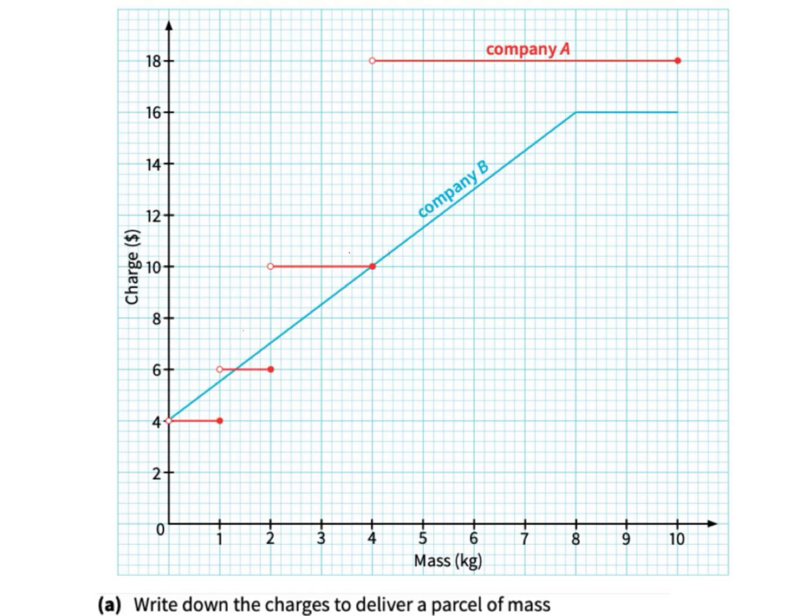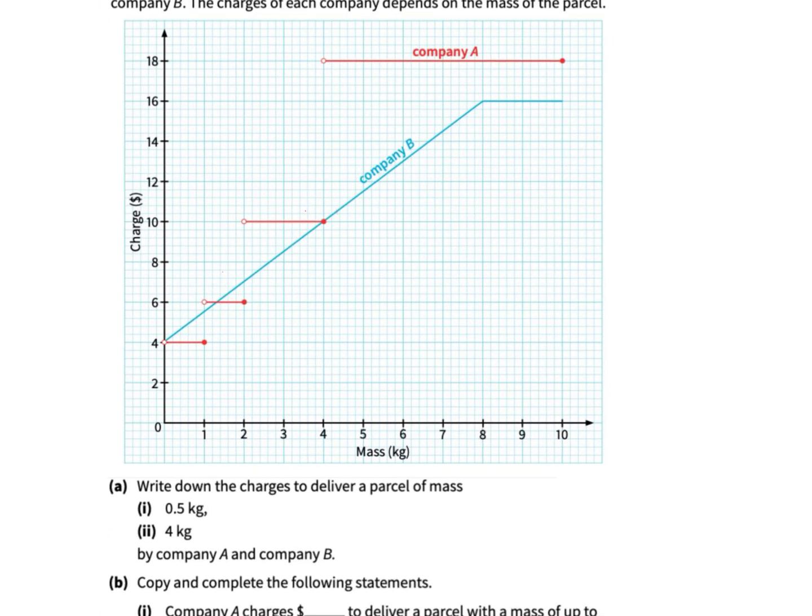So we look at the question. It says, what is the charge to deliver 0.5 kg? Somewhere here, so just $4. 4 kg, that is where you need to think, because it cuts at 2 points. So 4 kg is at $10, not the 18. If it's 3 kg, it's right in the middle here, so it's also $10.